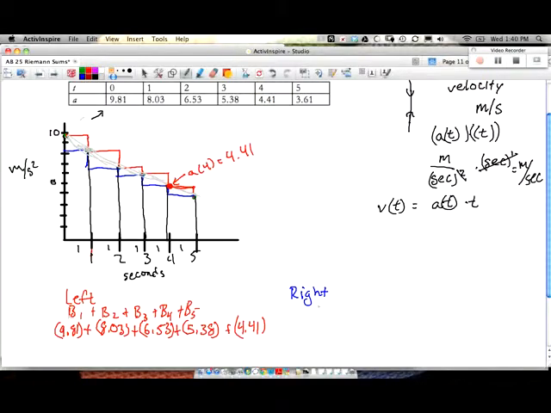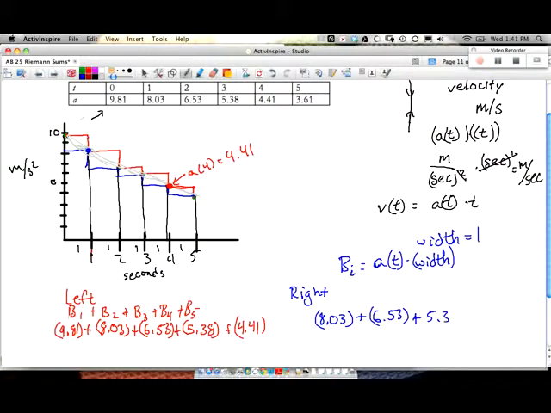And now let's look at the right ones. The difference with the right ones is that our first one is here. It's actually at A of 1. So that's our first box, 8.03. Now remember that the area of each box is the height of the function, in this case A of t, times the width. But the width of each of these boxes is equal to 1. So that's why I'm really just writing the other number, because anything times 1 is itself. Then we got plus 6.53.